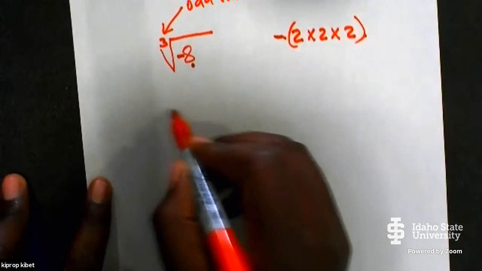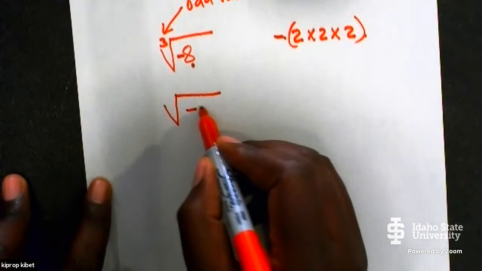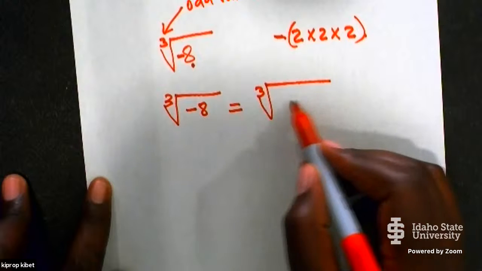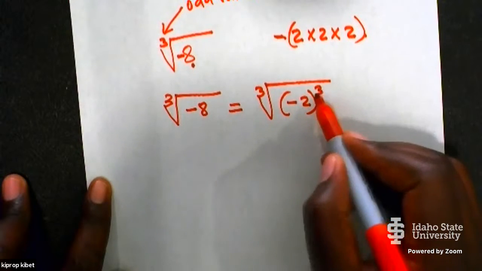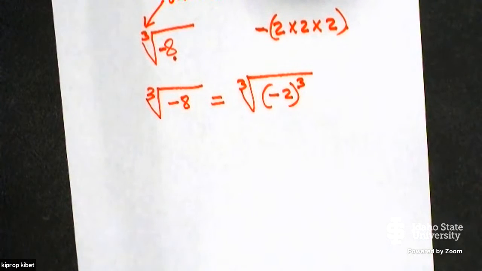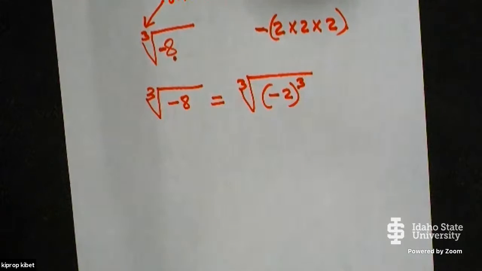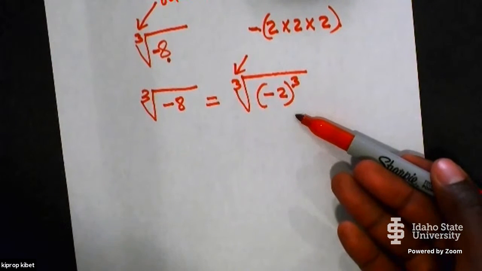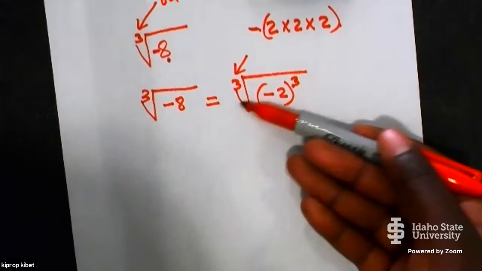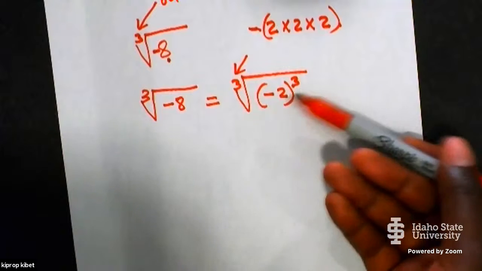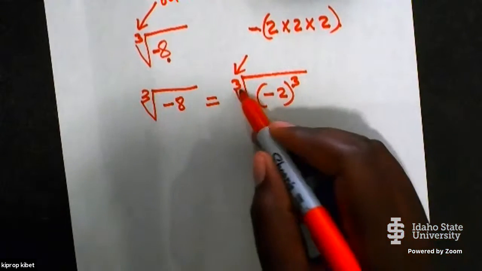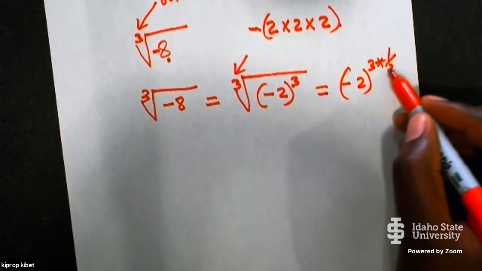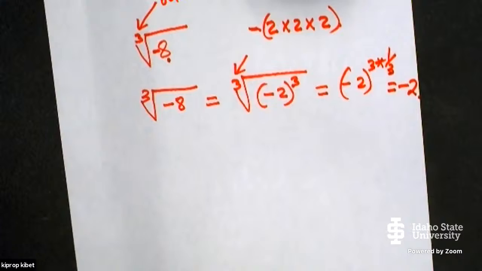So we know that minus 8 is the same as the cube root of minus 2 raised to what? Raised to 3. Minus 2 raised to 3. Now, because this one is odd, then we are able to get the cube root here. So what would be our cube root here? We take this one inside, so that means it would be negative 2 raised to what? 3 times what? 1 over 3. And we get what? Negative 2.